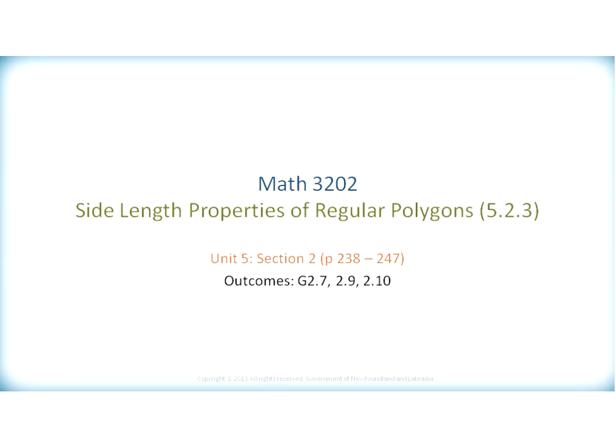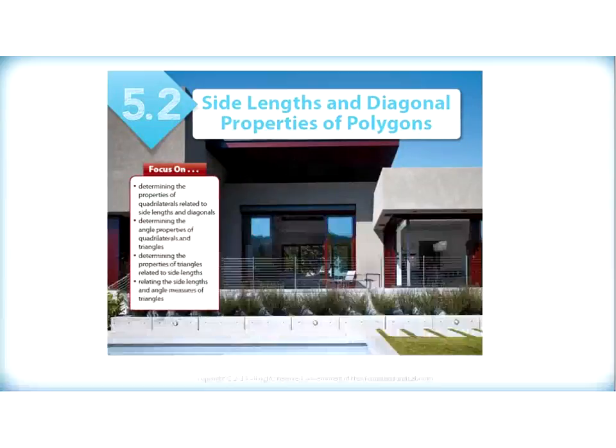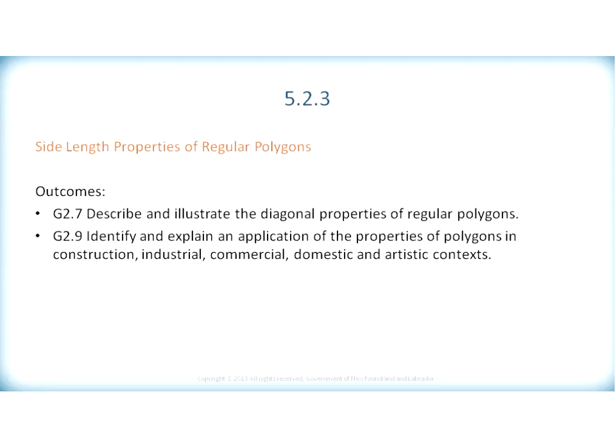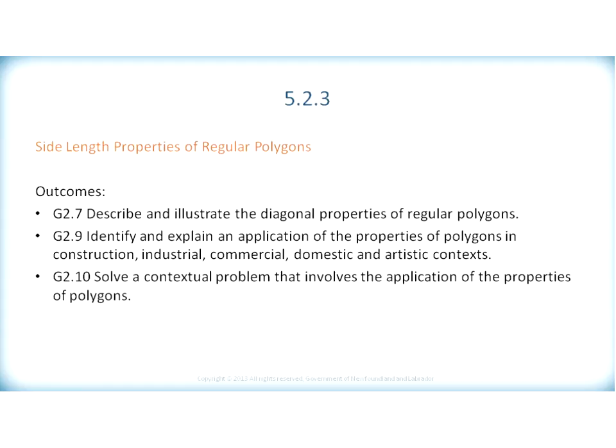In this lesson, we're going to look at side length properties of regular polygons. And in particular, we're going to focus on the diagonal properties in polygons. The outcomes we're going to cover are: describe and illustrate the diagonal properties of regular polygons, identify and explain an application of the properties of polygons in construction, industrial, commercial, domestic, and artistic contexts, and solve a contextual problem that involves the application of the properties of polygons.